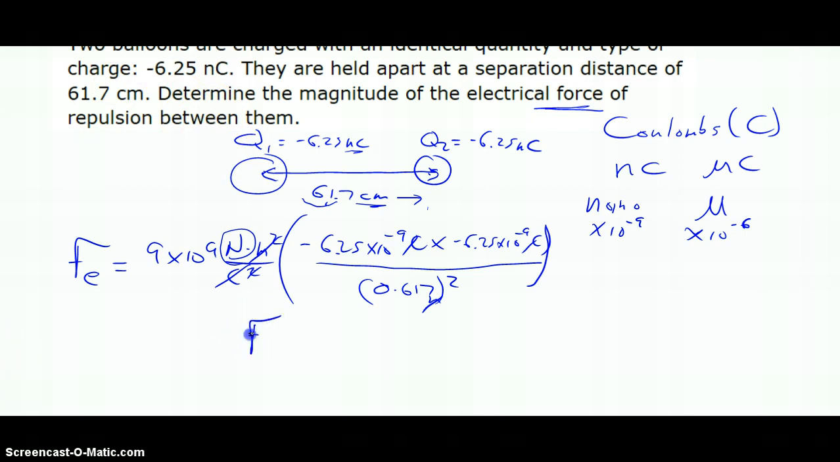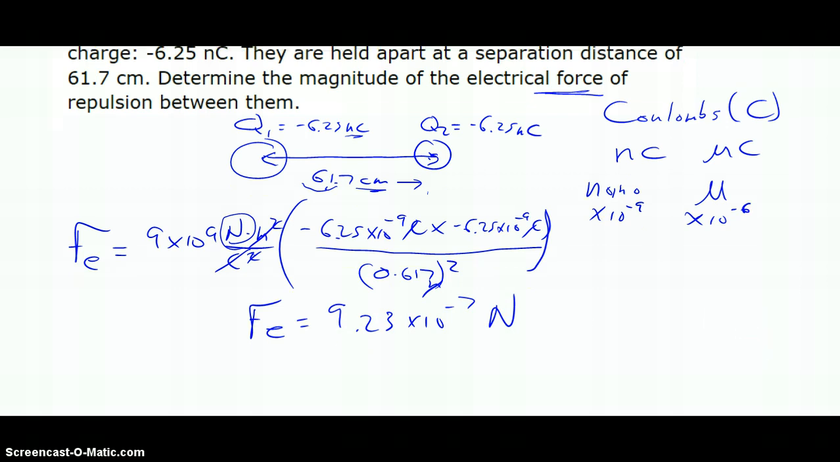Okay, when I calculate that out, I get an electrical force of 9.23 times 10 to the minus 7th. It's a force. All the other things cancel out, so it's newtons. Now, that's a small number, but you can see I have very tiny charges, and I still managed to get a halfway decent amount of force. And that's because electrical forces are much, much stronger than gravitational forces, as we'll look at here in a bit.